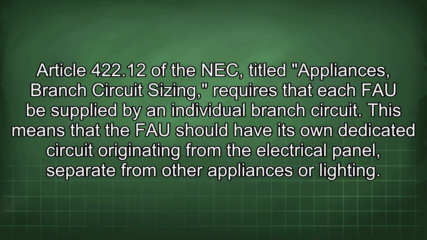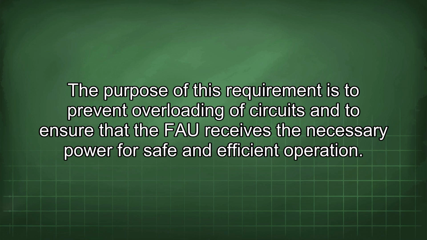Article 422.12 of the NEC, titled Appliances, Branch Circuit Sizing, requires that each FAU be supplied by an individual branch circuit. This means that the FAU should have its own dedicated circuit originating from the electrical panel, separate from other appliances or lighting. The purpose of this requirement is to prevent overloading of circuits and to ensure that the FAU receives the necessary power for safe and efficient operation.